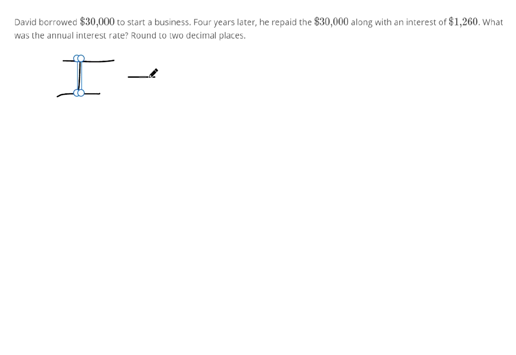So if we're told that something is simple interest, it's just this straightforward linear equation. Okay, the interest is equal to the principal, which is the starting amount, times the rate as a decimal, times the time in years, because the rate is always given as a percent per year. So for this question, we have the interest, 1,260. We have the starting amount.